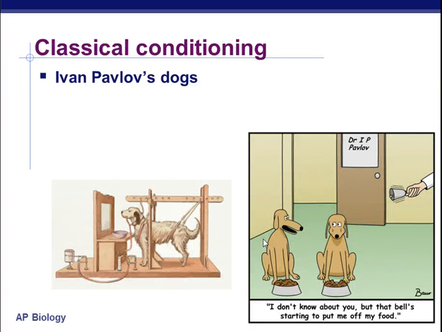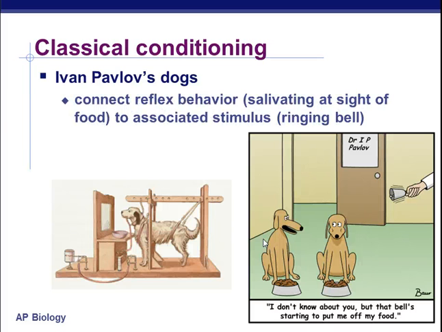Classical conditioning is best illustrated with Pavlov's dogs. So this is connecting some kind of reflex behavior to the associated stimulus. So Pavlov did this experiment where he took his dog and rang a bell and then fed him. And he did this over and over again. So he rang a bell and fed him, and rang a bell and fed him.